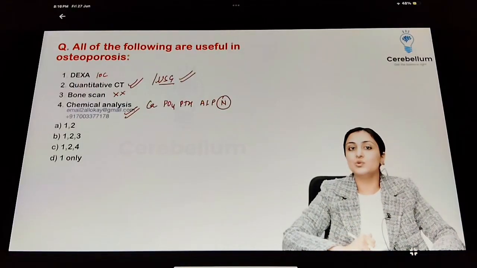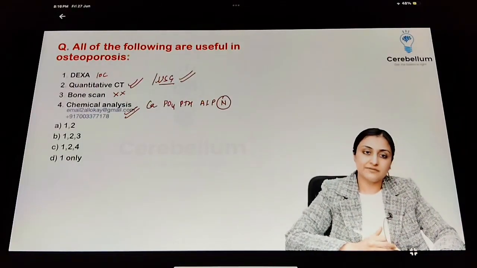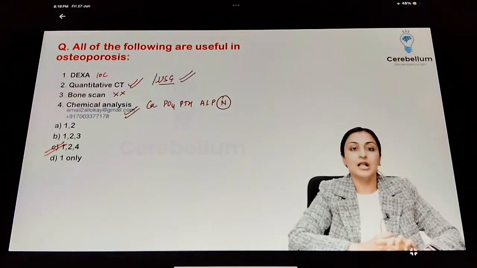You don't really have to compare it with anybody. You can get an objective assessment. So these are 3 investigations that are used. So bone scan has no role in osteoporosis.